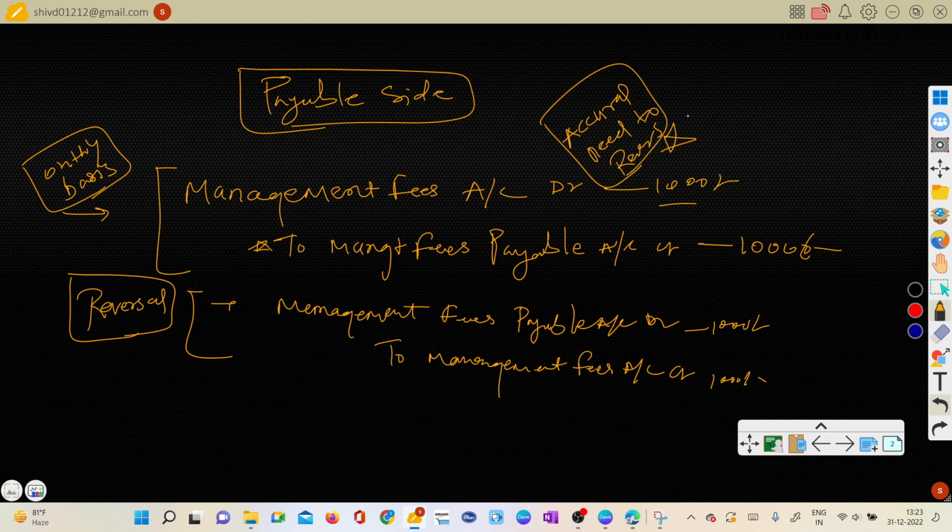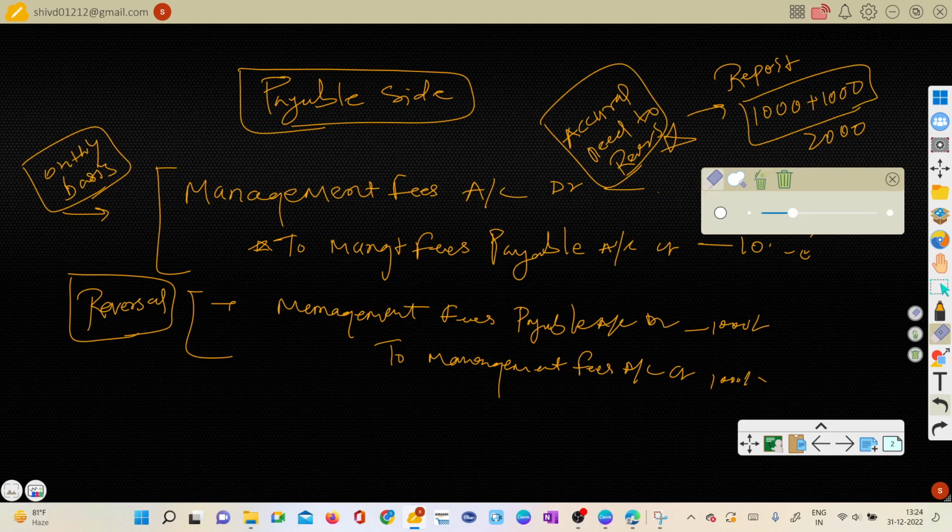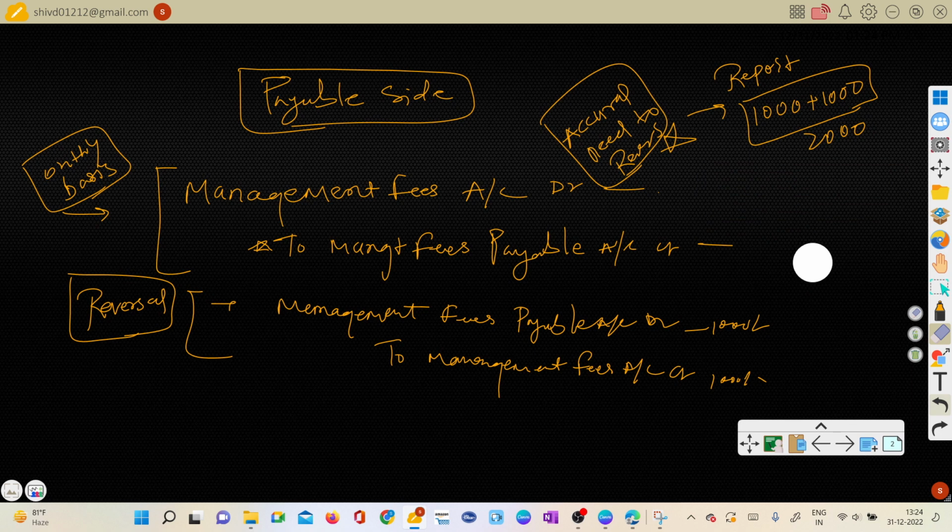Why do we need to reverse? You can repost the accruals with the total amount for 2 months. How much? 2000. Then again you can repost the same accounting entry. So you can update the amount, that's it. Your accounting system might be doing this for you. The very next day when you log in, you are just updating the entry, management fees account debit to management fees payable account credit. You're only updating the amount, because most of the time systems perform the reversal procedure on their own.